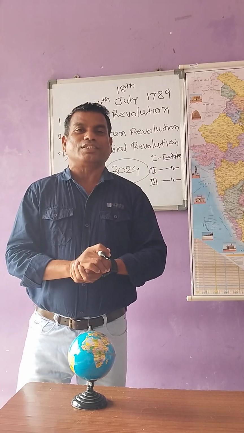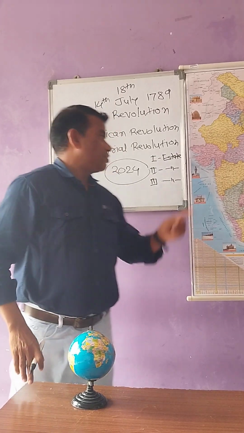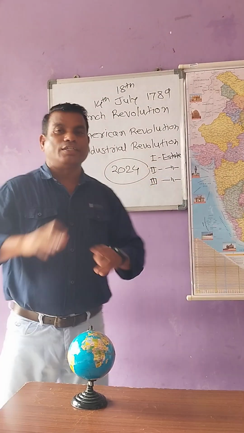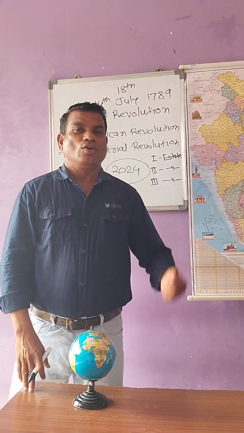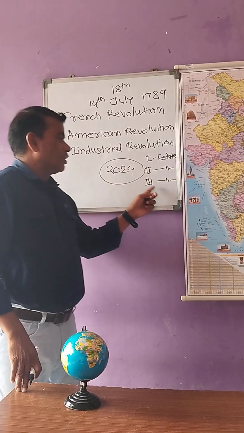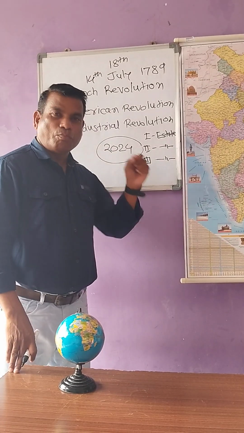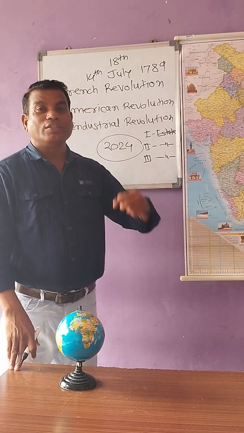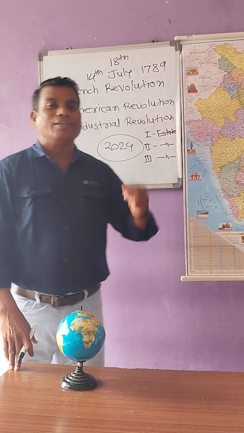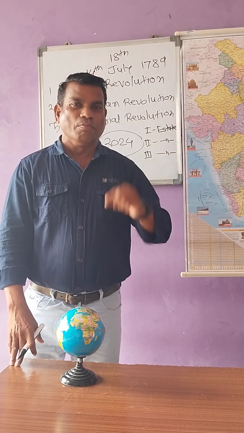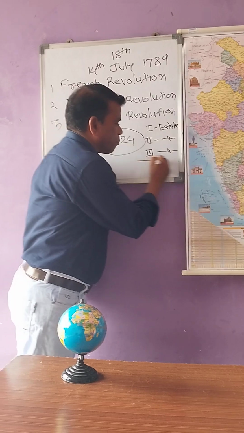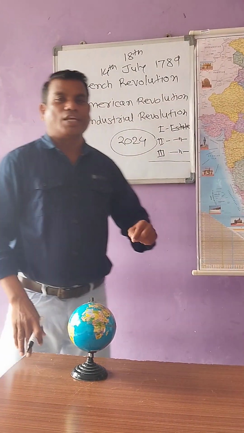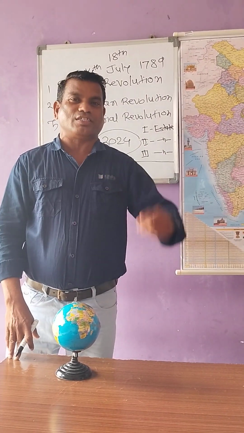The first and second states enjoyed various rights and they were exempted from taxes. These first and second states didn't pay any taxes. Consequently, the third state bore the brunt of all the taxes in France. They were poor, they worked on others' farms and earned very little money.